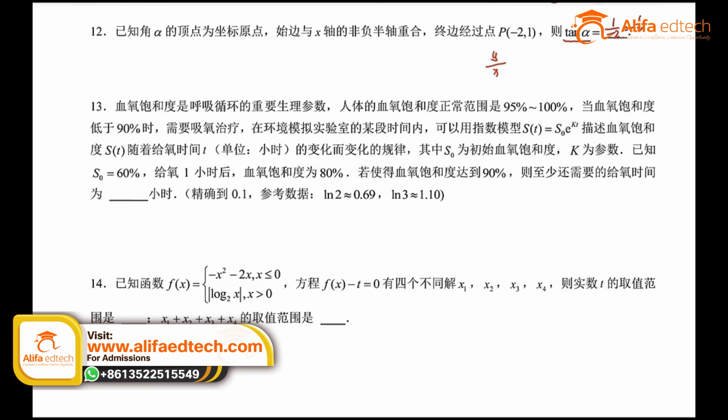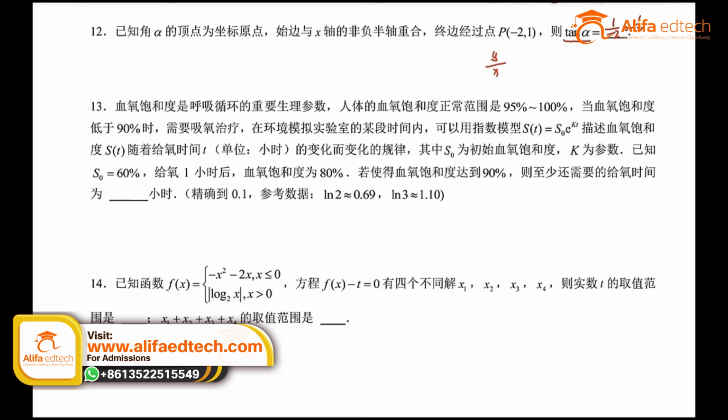This is a giveaway question. Okay, the next one is a test of calculations related to logarithms. It says blood oxygen saturation is blah, blah, blah. The normal range is this much. When it's below 90%, oxygen therapy is needed. We can use an exponential model, where S(t) equals S naught times e to the power of kt. We get this relationship. It will change with the change in the oxygen administration time t. Here, S naught is the initial blood oxygen saturation, and k is a parameter.